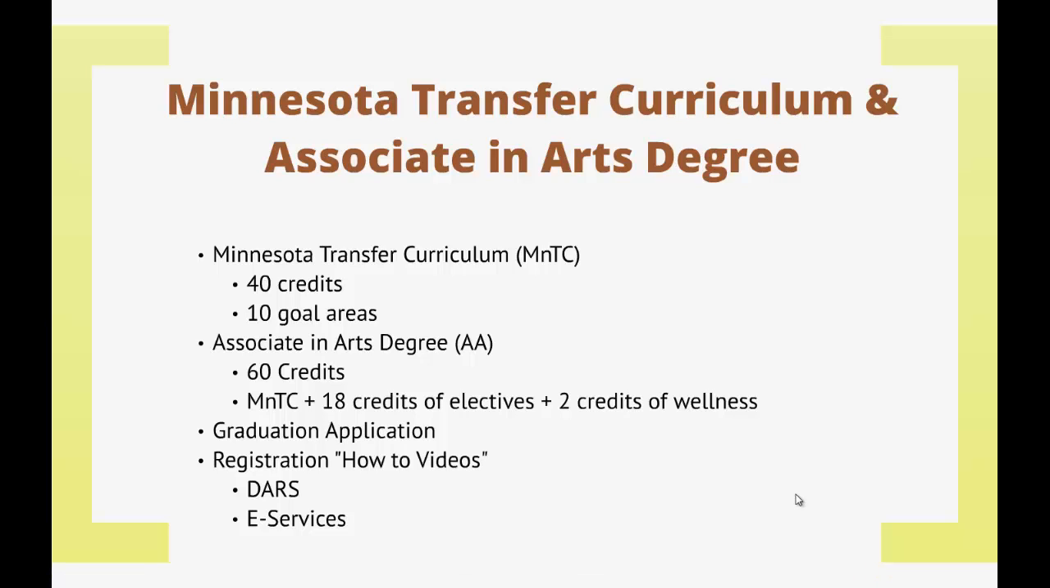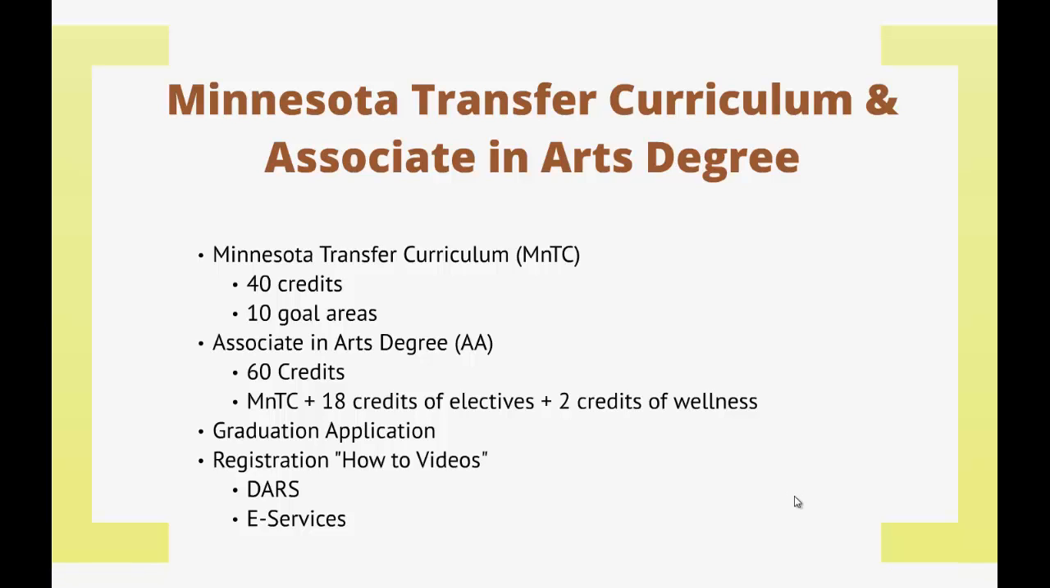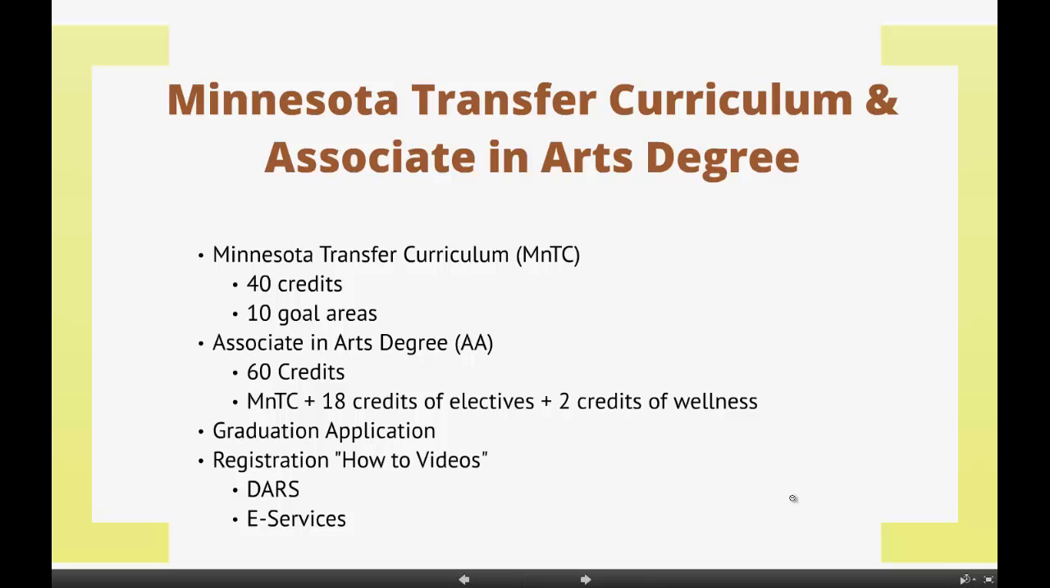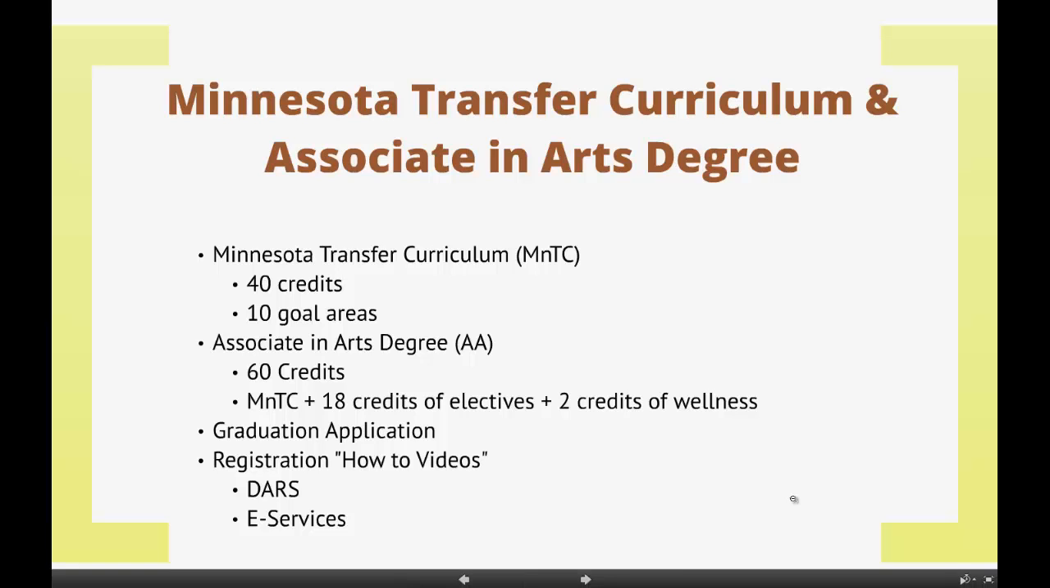Please take a look at the AA and Minnesota Transfer Curriculum Planning Guide that you downloaded at the beginning of this session. Pay careful attention to the second column that shows you all of the requirements for each of the individual goal areas. This is really important. Some of the goal areas only require one course, and some goal areas require up to 3.